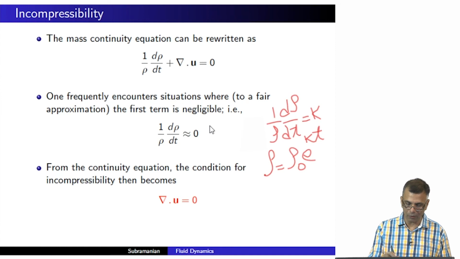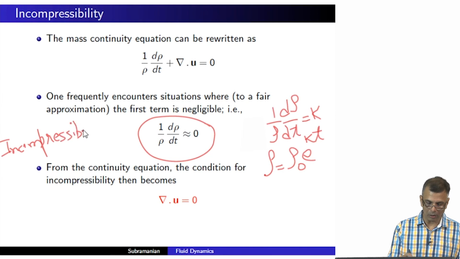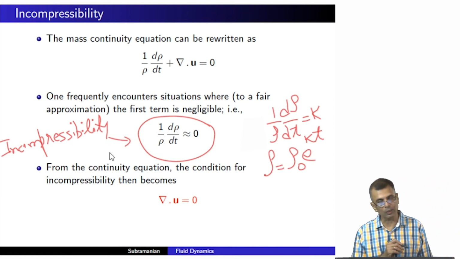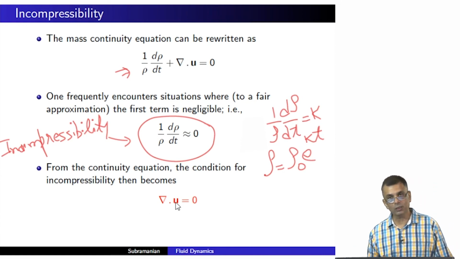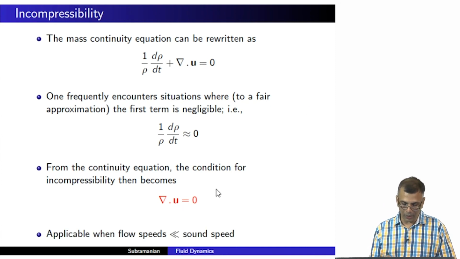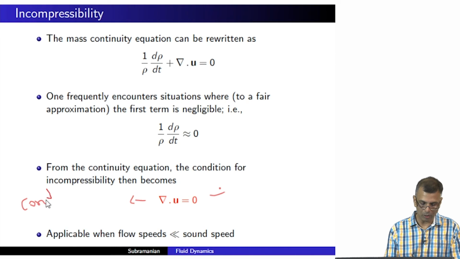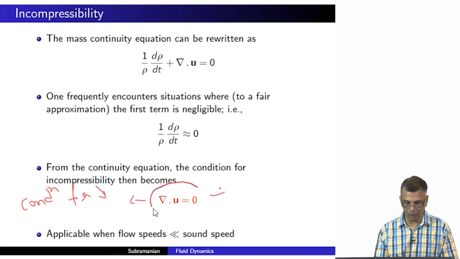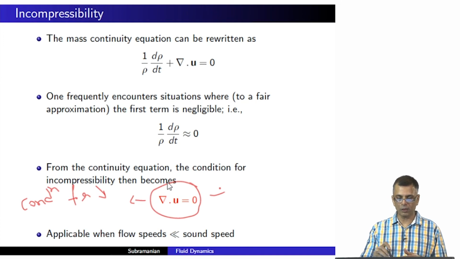This is the condition for incompressibility. That's what this equation is telling you. If that is so, if this term is 0, then it automatically follows that the mass continuity equation tells you that the divergence of u is 0. Many times this is simply taken to be the condition for incompressibility. If the flow field is such that its divergence is 0, you immediately conclude that the flow is incompressible, for the reason that we just discussed.